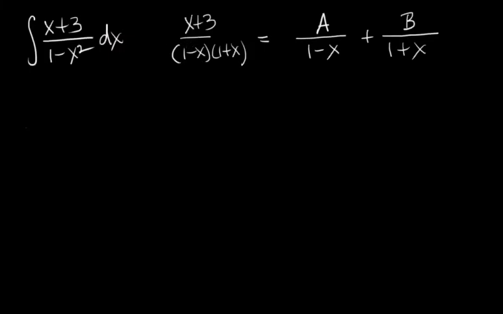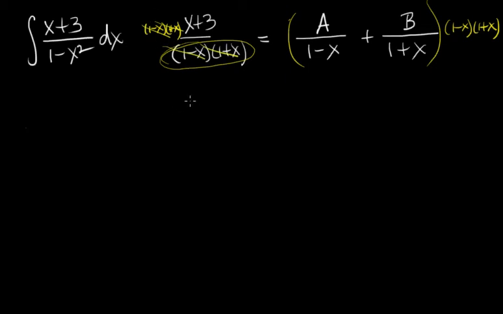We're going to do exactly the same thing. I'm going to multiply both sides by this denominator, 1 minus x times 1 plus x. Really, you don't need to write it down.